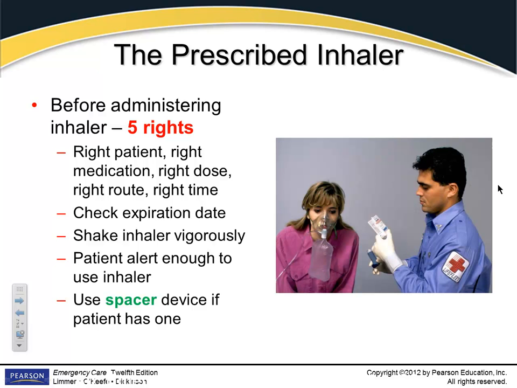Now, if the patient has a spacer, you want to use the spacer. As I said, when you shake it up and then you squirt it into the patient's mouth, it's coming out under pressure. It's being blown in there. And when you look at the shape of the mouth, if it's blown straight in, it's not going straight into the lungs. Most of it hits the roof of the mouth. So to keep the powder from just lodging on the roof of the mouth, we use the spacer. So if the spacer's with it, it's very important that you use it.